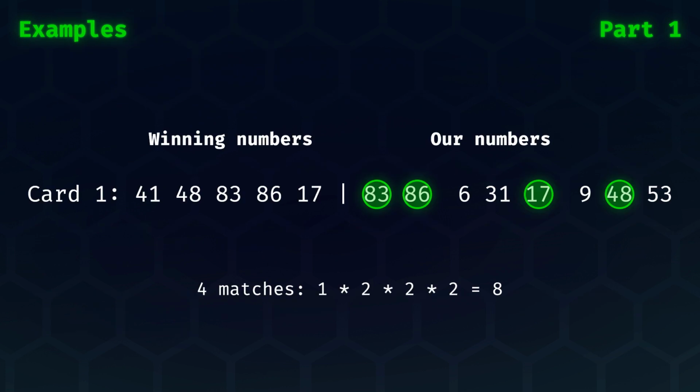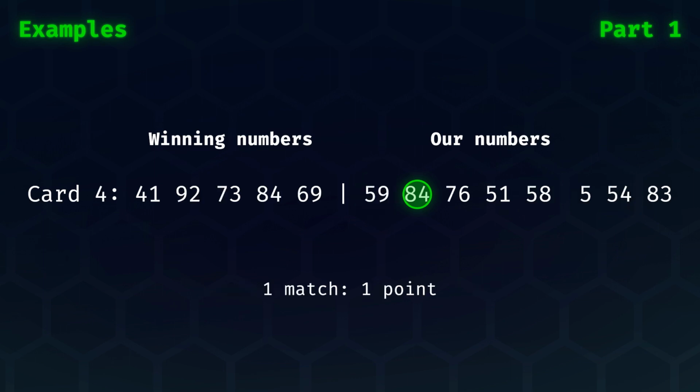On card number 1, we see that we have 4 numbers, as marked by the green circles, that are winning numbers. So in this case, where we have 4 matches, we assign the card a value of 8. In this second example, we only have a single number that is a winning number. Thus, our card is worth only 1 point.